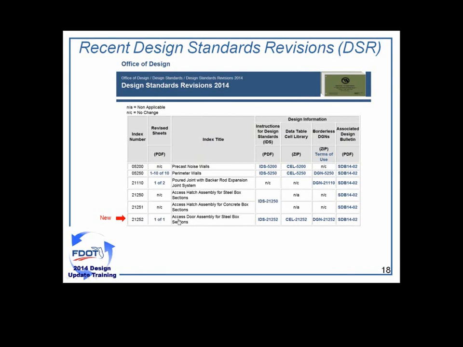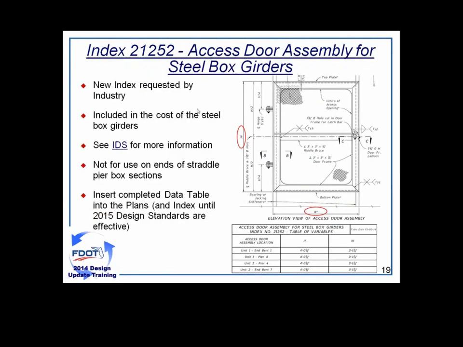We're releasing this one, the access door assemblies for the steel boxes. The difference between the access hatches and the access doors: the hatches are in the bottoms of the box where you lift it up. The doors are something you walk through. So we'll notice we have that new standard, and it has the drawings, the IDS, and the cells, and the DGMs. This index was requested by the industry.